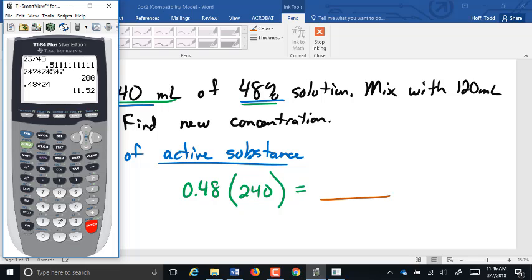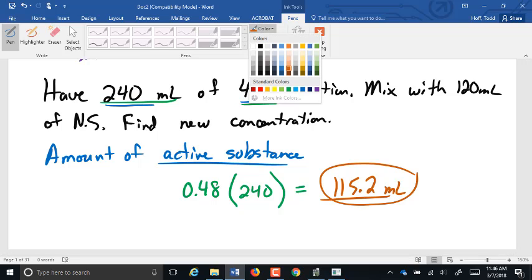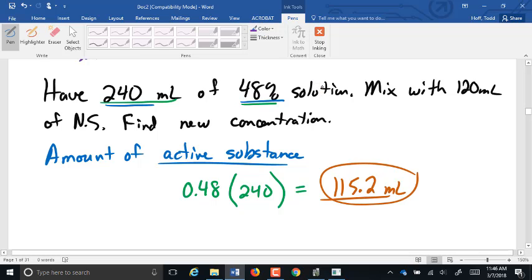So 0.48 times 240 is 115.2. So that is the amount, in milliliters, of the active ingredient, or whatever the serum is that we are using here. Well, we're now finding a new concentration.